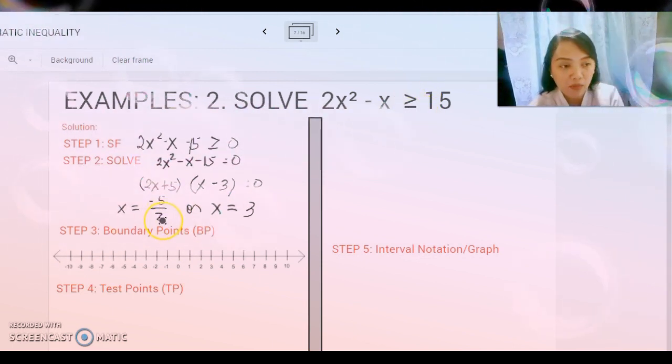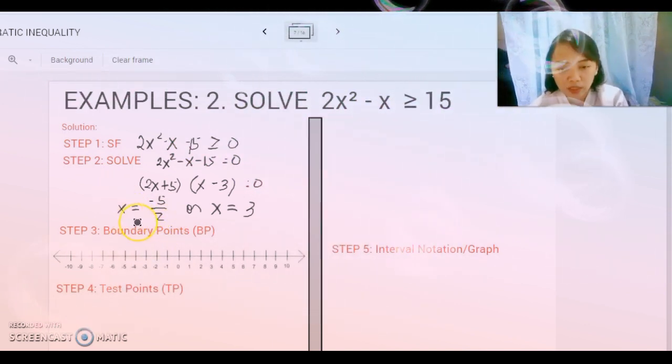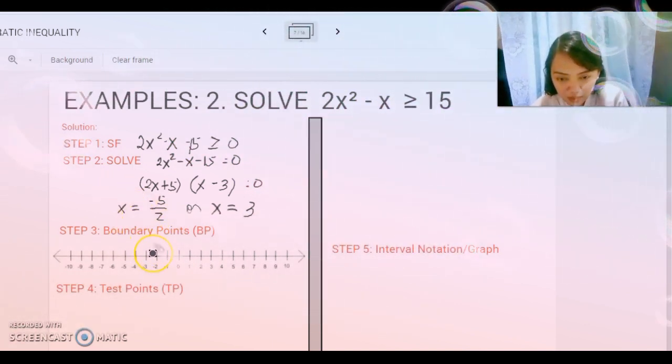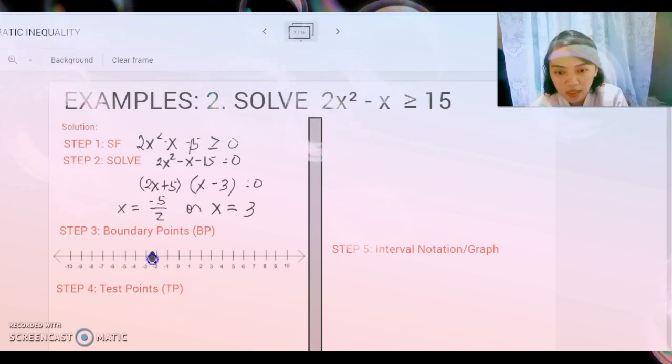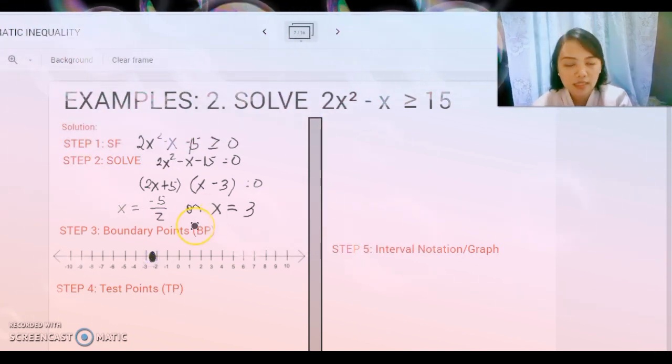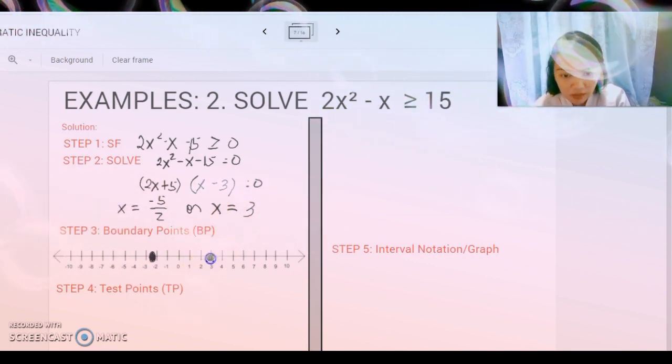So, ano ba si negative 5 over 2? Ano yung decimal equivalent niya? Okay. Negative 2.5. So, ibig sabihin, nandito siya. Sa gitna ni negative 2 at negative 3. Since may equal to, close circle tayo. Okay. Next, we have positive 3. So, nandito si positive 3. Close circle.